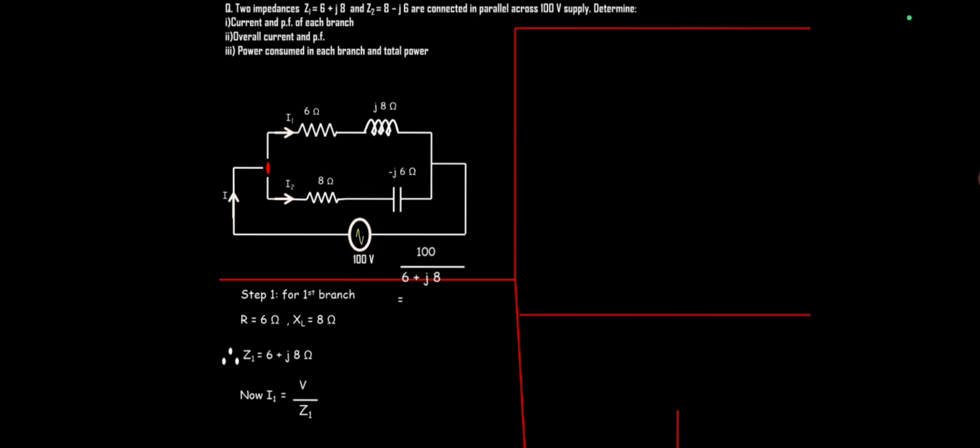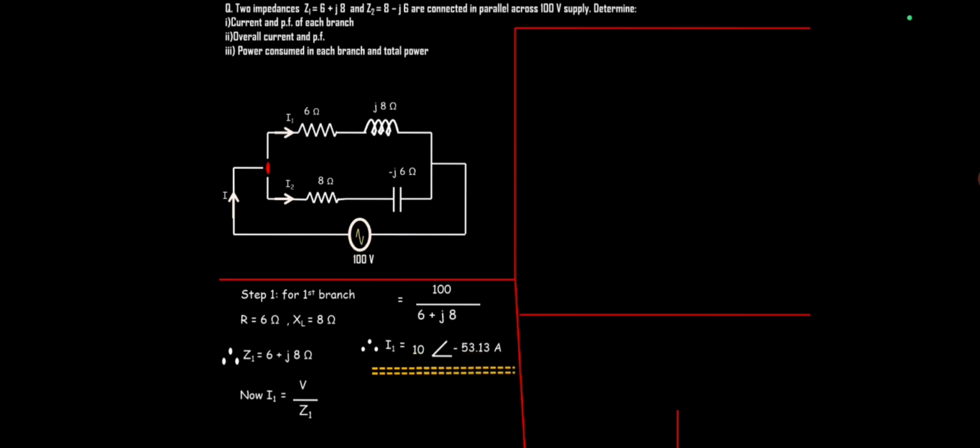So let us put the values. We are having V equal to 100 and Z1 equal to 6 plus J8. Now we can perform this complex calculation. How to perform this complex calculation is also explained in my previous video, and I'm sharing a link of that video in the description box. So we are getting 100 upon 6 plus J8 in polar form as 10 at an angle of minus 53.13. So we are getting this I1. 10 is the magnitude and this minus 53.13 is the angle of this current making with the voltage. So we got the current of the first branch.